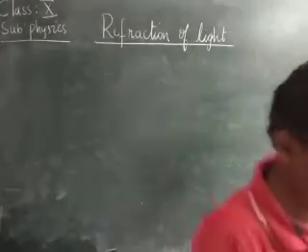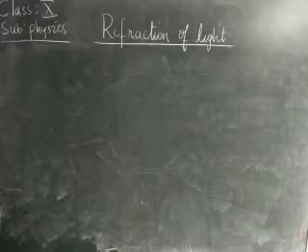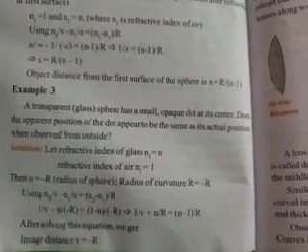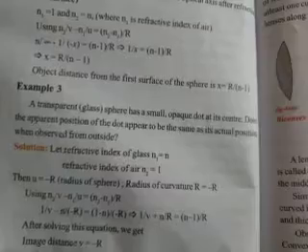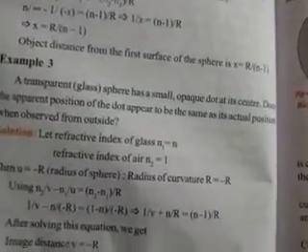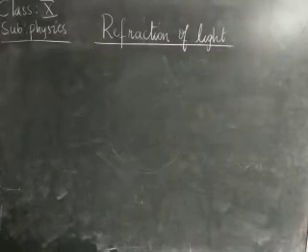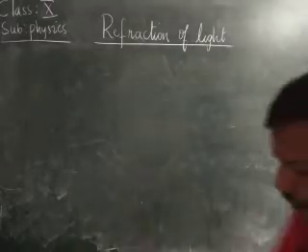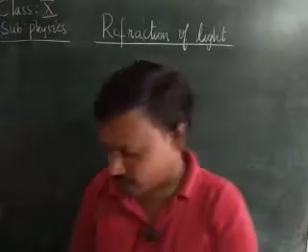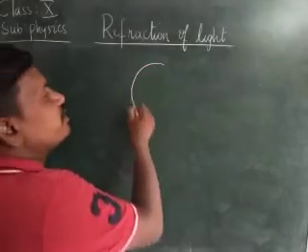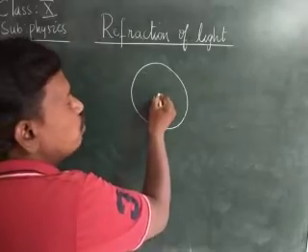Children, just you see over here: a transparent sphere has a small opaque dot at its center. Does the apparent position of the dot appear to be the same as its actual position when observed from the other side? Okay children, if you can see here, a transparent sphere has a small opaque dot at its center. There is a sphere. Okay, a small opaque dot.